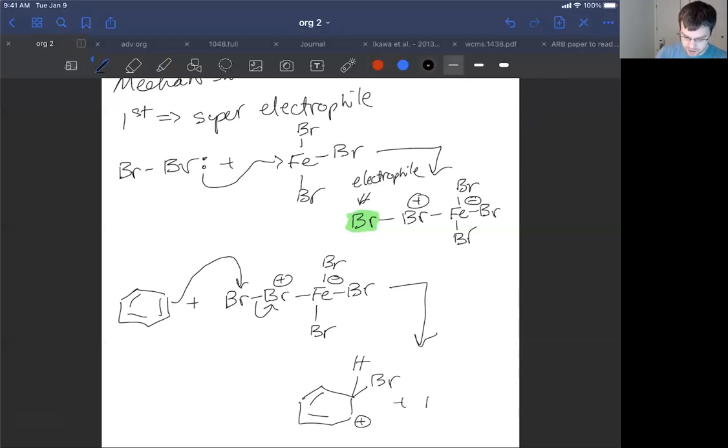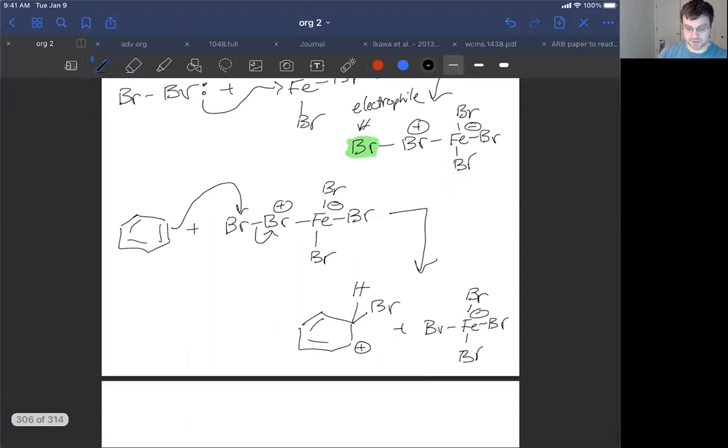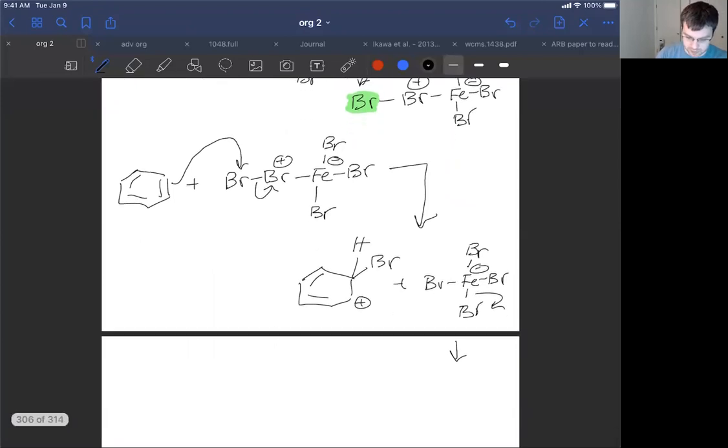Additionally, I'm going to have FeBr4 minus. At this point, I can be done with the FeBr4. I know that it breaks down. It loses Br minus to regenerate my catalyst. In terms of proposing a mechanism for the formation of product, I don't necessarily have to consider it. But I will, it's a good habit to get into. And we could lose any of these bromine atoms.